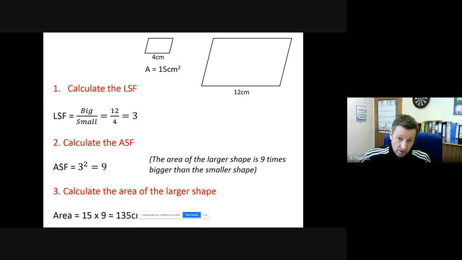So let's have a little look at that again, right? So they gave us 2 sides. First of all, they told us the shape was similar. That's important. They gave us 2 corresponding sides. Divide them, big divided by small, to get the linear scale factor. Square that to turn it into an area scale factor. And then multiply the area of the smaller shape by the area scale factor to get the area of the bigger shape, right?